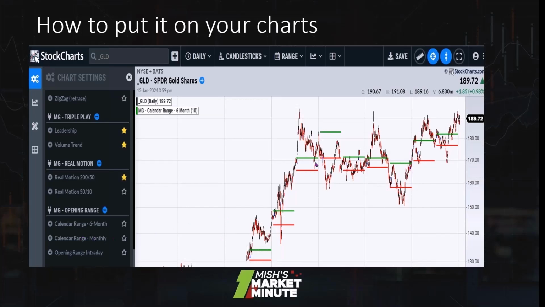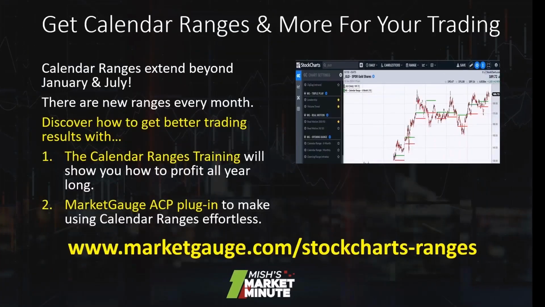So getting these indicators on your charts is as simple as, one, having ACP, and two, buying our ACP plugin. Now we've got a couple of them, and the one we've been talking about is over here on the left. It's called Opening Range. We've been talking about 6-month calendar range. You'll see monthly there, you'll see intraday there. I'll talk about that in a second. But all you have to do once you have it is select it, and it'll pop right on your charts. So there really isn't much of a technical introduction that's needed.